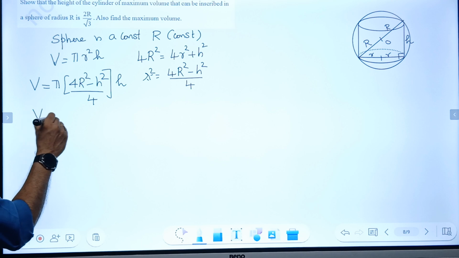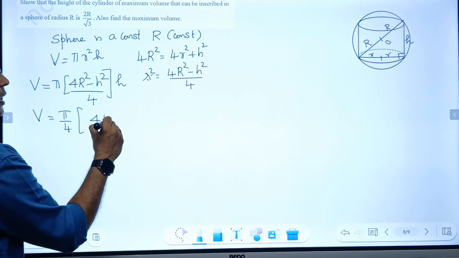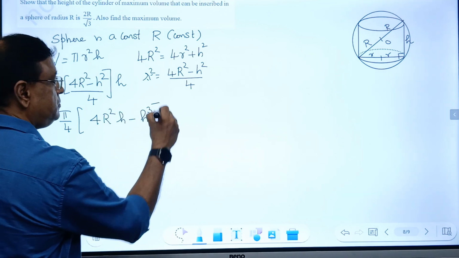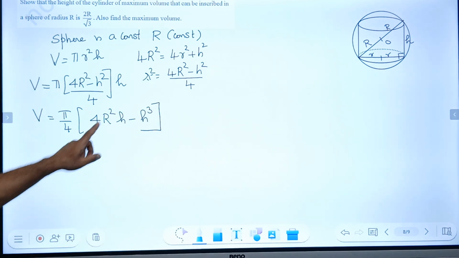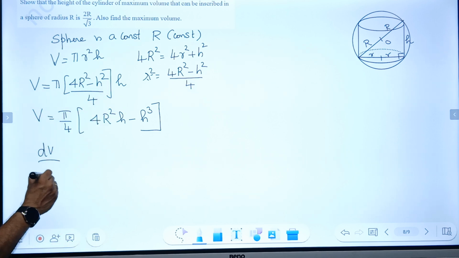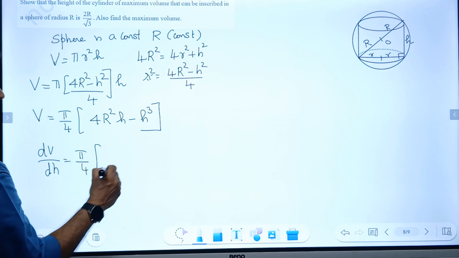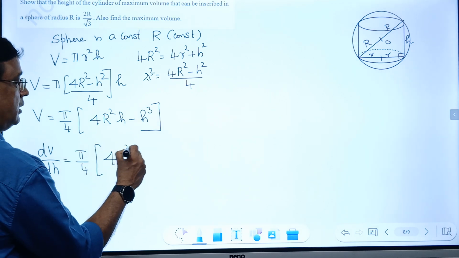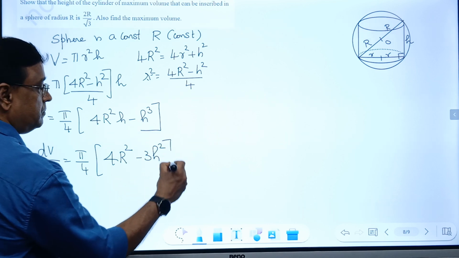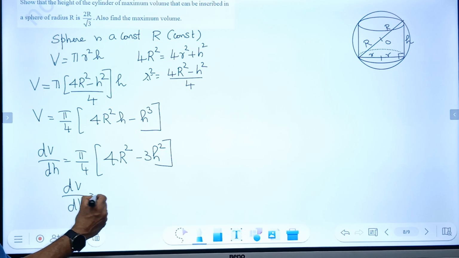So I open the bracket. So it is pi by 4 into 4r square h minus h cube. Now what is dv by dh? dv by dh is pi by 4 into 4r square, differentiation of h is 1, minus 3h square. Now critical point, dv by dh is equal to 0.